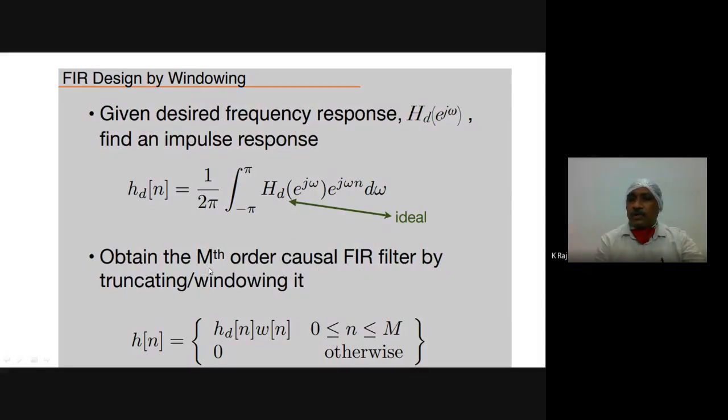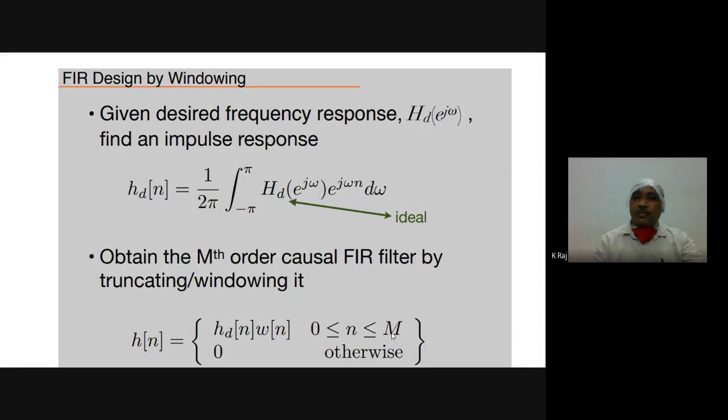We have to focus on these two points. One is the Mth order, that is a finite value, and the filter must be causal. In this case, the nature is anti-causal, lying over negative as well as positive values, but the filter must be causal. So how will it be done? By truncating h_d(n). How will h_d(n) be truncated? By shifting and multiplying h_d(n) by a window w(n). And now n will be a finite number having a value between 0 and capital M, where capital M is less than infinity.